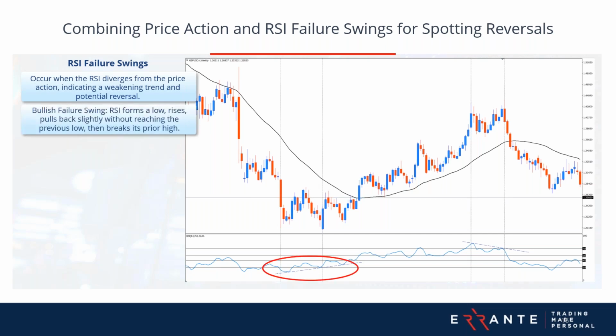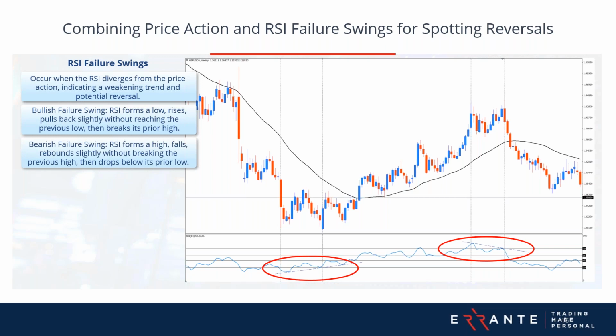Conversely, that's the definition of a bullish failure swing. The RSI forms a low, rises, pulls back slightly without reaching the previous low, then breaks its prior high or prior top.